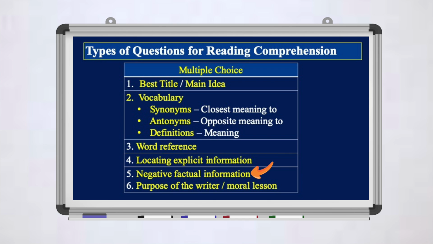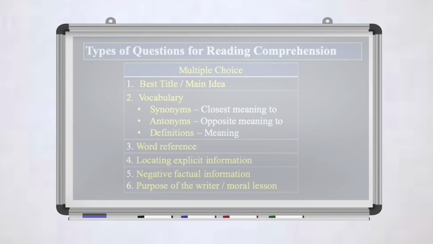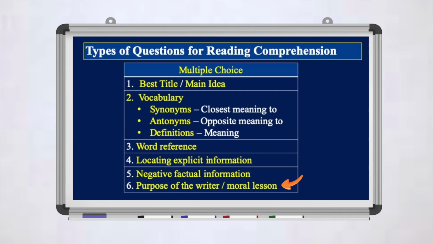Number five, negative factual information. What will happen here is that you'll get 4 statements, 3 of them are false, and 1 of them is true. Or it could be the opposite: 3 of them are true, and 1 statement that is false that you have to choose. For number 6, we'll have the purpose of the writer and the moral lesson. It could be, what is the purpose behind writing this text? Or what do you think is the moral lesson behind the text?